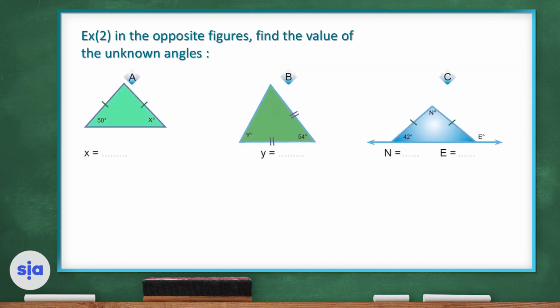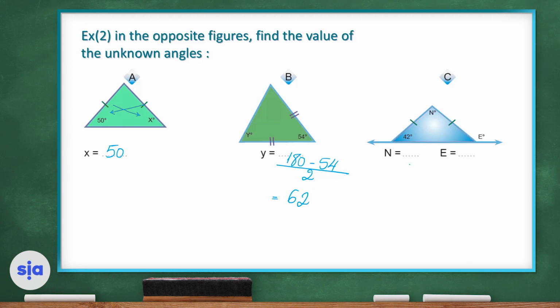Exercise 2. In the opposite figures, find the value of the unknown angles. So, the first one, x is what? Yes, these two sides are congruent or equal in length. If these two sides are equal, then their opposite angles are also equal. So x equals 50. Question B, y is equal to 180, take away 54 divided by 2, so y equals 62.